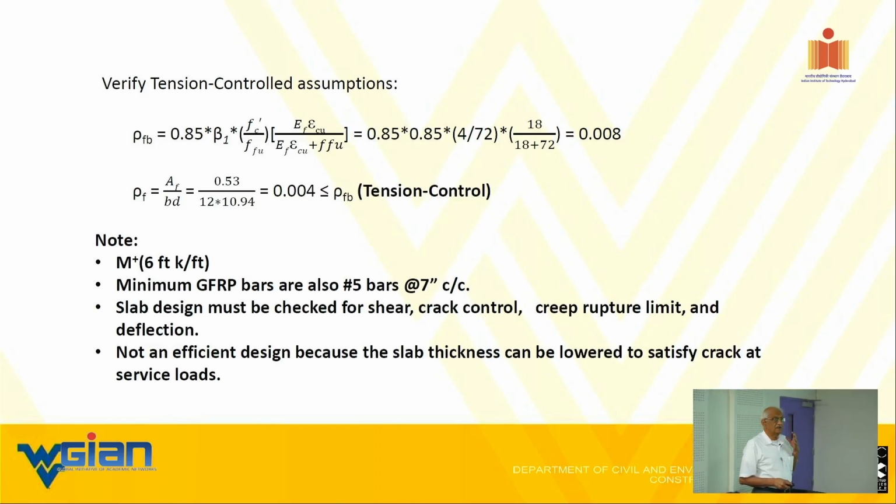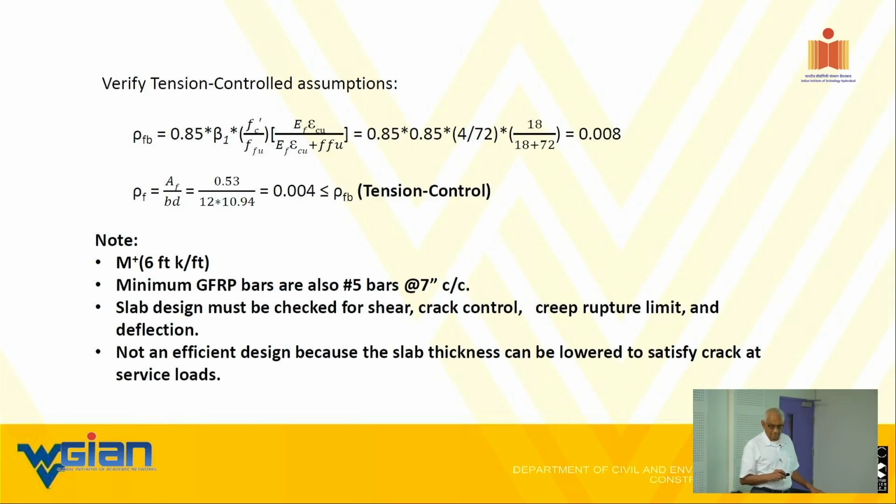Not an efficient design, because the slab thickness can be lowered to satisfy crack control at this service load. Remember what I said? If it is not an efficient design, you can reduce or increase, in this case increase, the amount of GFRP. Then reduce the slab thickness, so you have less self-weight. That is how you need to think as a designer.